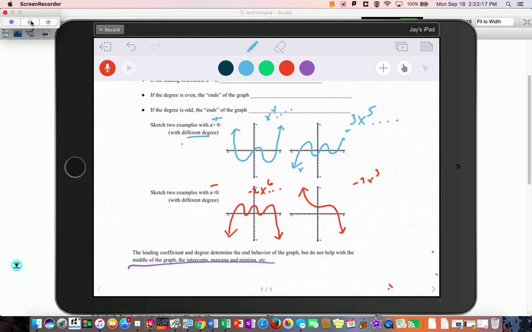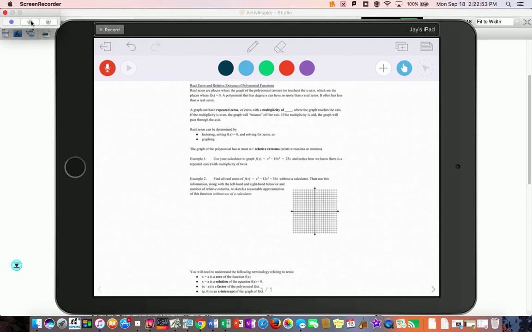So take note. All we know from degree and leading coefficient is the basic shape, S or a U-shaped graph, and which way the tails are going. We do not know anything about the intercepts, maxima or minima at this point. So when you do look for zeros or relative extrema of polynomial functions, you're looking through here, where does it cross the x-axis? Those are zeros. Output is 0, that kind of thing.